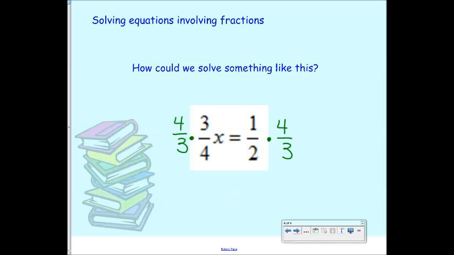Okay, what happens with the 4s? What happens with the 3s? What am I left with? Equals 1 times 4 is, 2 times 3 is 6. Not for multiplication. No, multiplication's easy peasy. You don't have to put it in any type of lowest terms until you get down here.